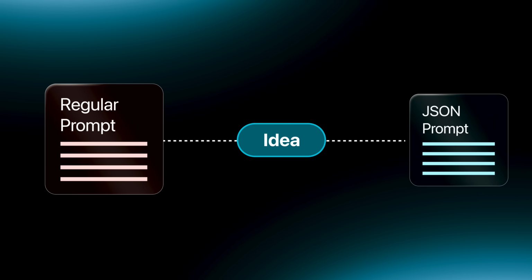The fastest way to see what JSON does is to run the same idea through a regular prompt and then through JSON and compare the results. That is exactly what the first demo is going to show you, and the difference in the frame alone will make everything click. The first demo is about scene composition.